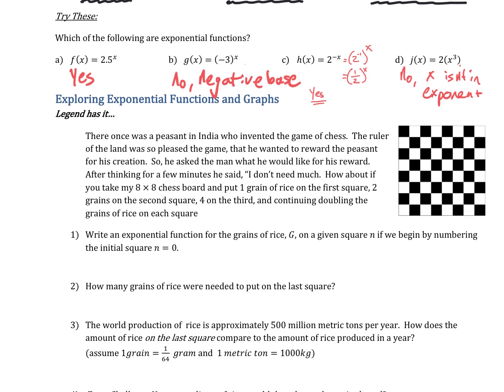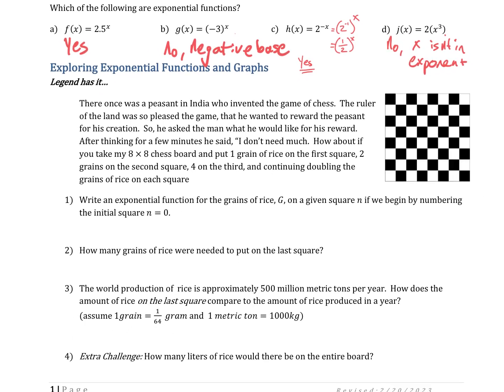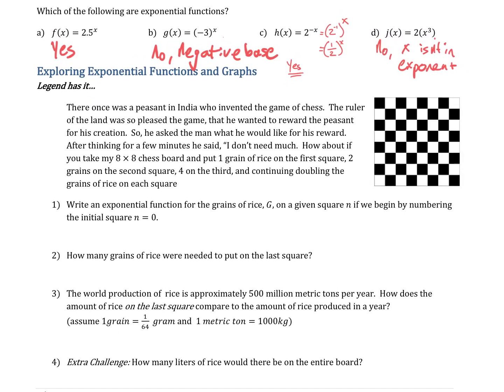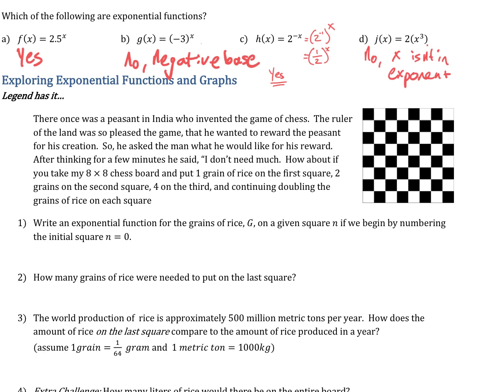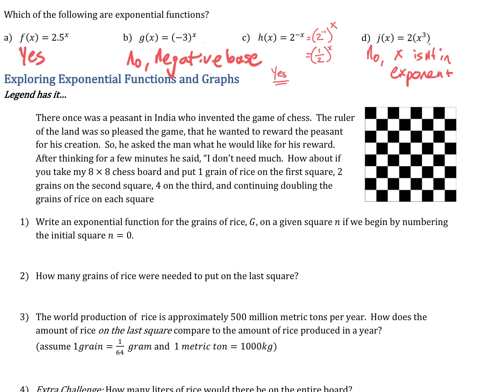All right, so now that we kind of have an idea what an exponential function is, let's look at a situation that will give us a good understanding, at least a good respect for exponential functions here. So this is the legend of the inventor of chess. The legend has it that there was a peasant in India that invented the game of chess, and the ruler of the land was so pleased with the game that he wanted to reward the inventor for his creation. So he invited him over and said, hey, I want to reward you for your popular new game here.